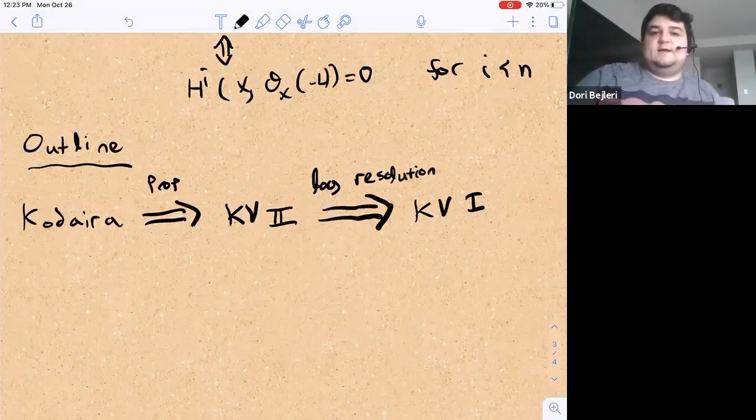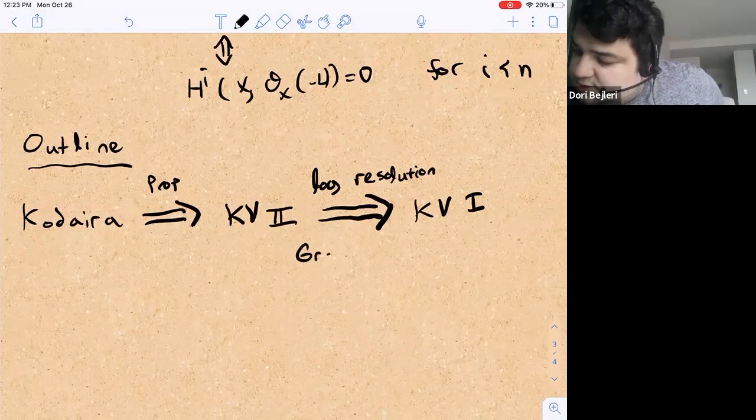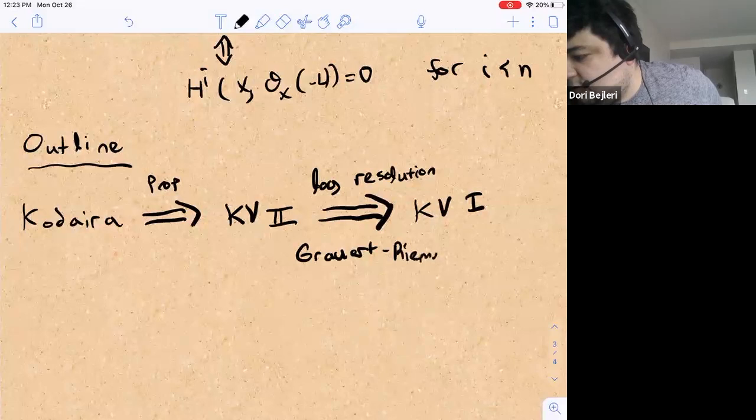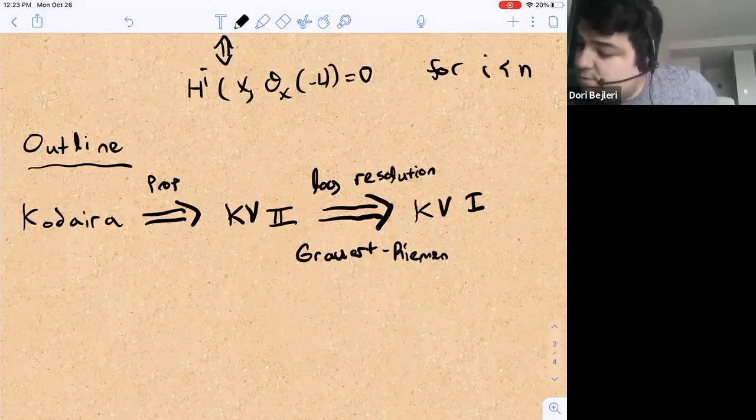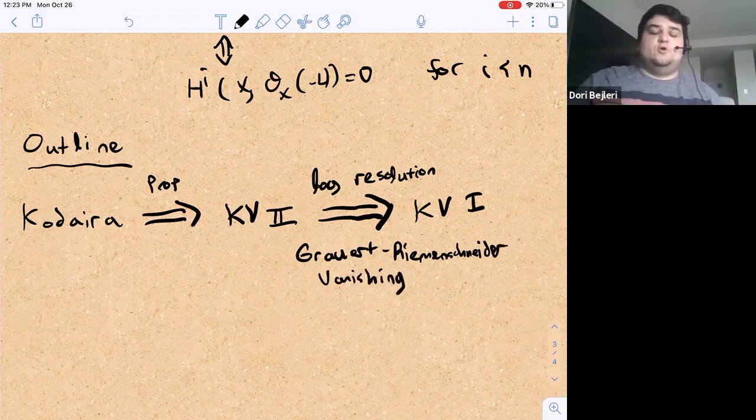But now we need to understand how the cohomology of these adjoint bundles, of these K_X plus L type bundles, changes when you take a resolution? And for this, along the way, we'll prove an easy version of Grauert-Riemenschneider vanishing, which will actually follow from KV2. But which basically tells you how the cohomology of adjoint bundles changes under resolutions. So that gives us KV1, where X is smooth, no boundary, and L is big enough.